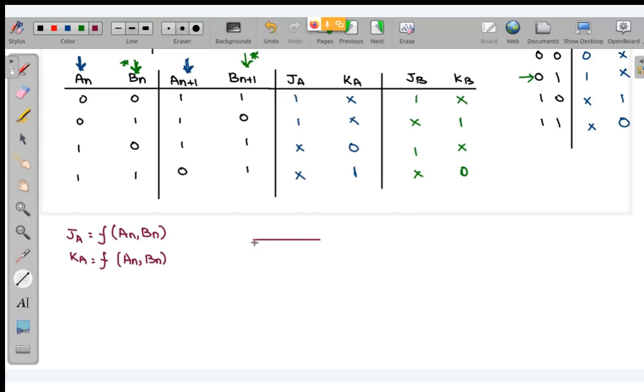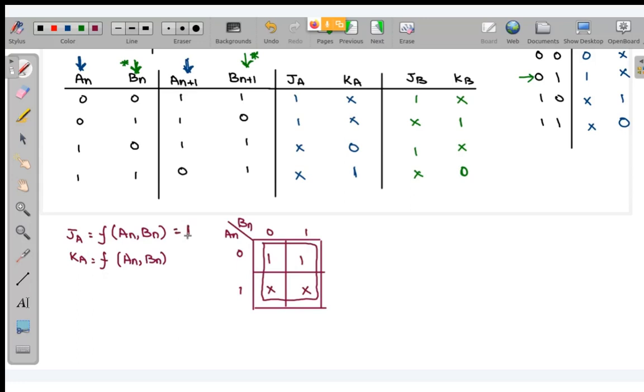So if you draw the K map for JA, you can see this is 0, 0, 1, 1. So this is AN, BN. At 0, 0 you have 1, at 0, 1 you have 1, and in the remaining places you have don't care. So you can make a group of 4, and when you have a group of 4 in your 2 variable K map, obviously your JA is going to be 1.